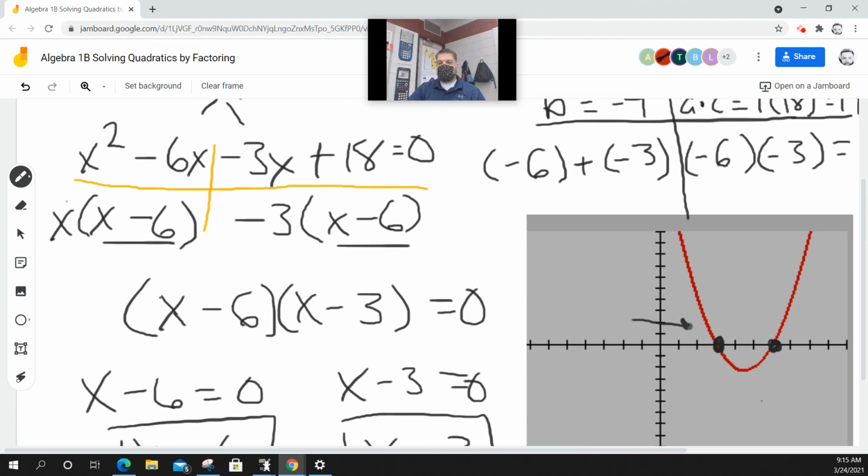So this one is 3, 0. And this one is 6, 0. How do I know? Because I got 1, 2, 3, 4, 5, 6, right? So this is the x value and the corresponding y value. And that's it.